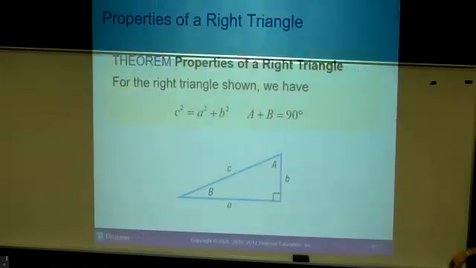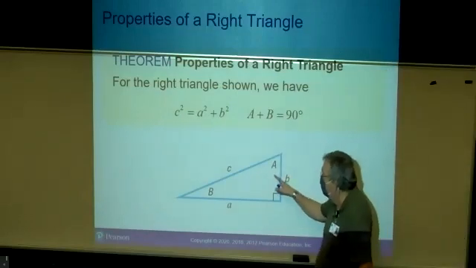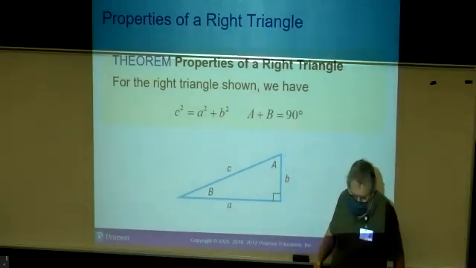All right, so the Pythagorean theorem. And for the two acute angles of a right triangle, they add to 90.